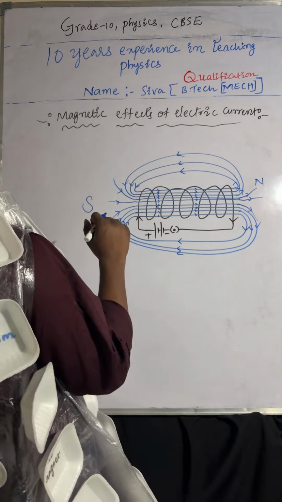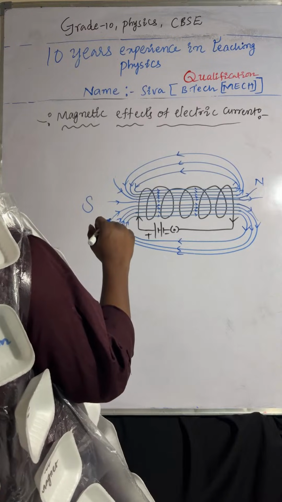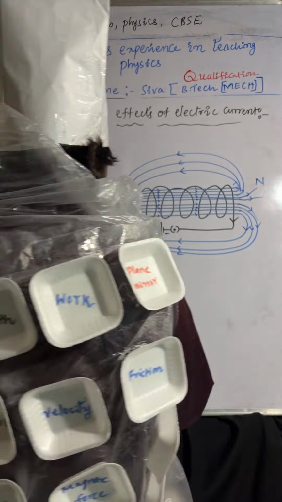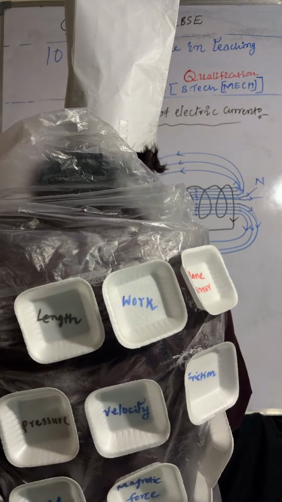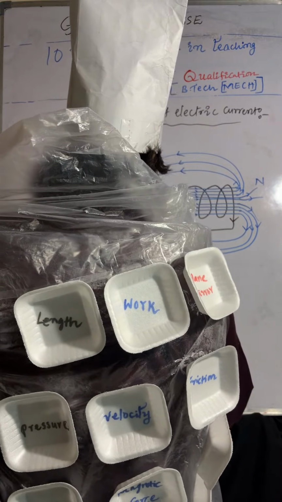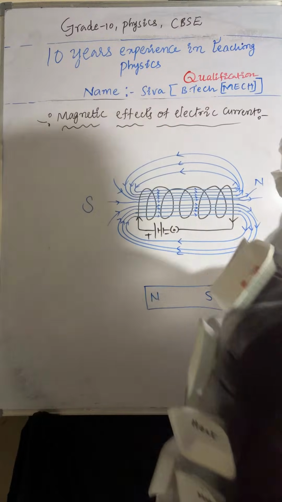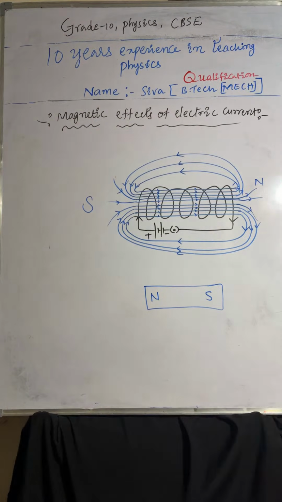Uniform magnetic field will be there. I hope it is very clear. Understood or not? Now, comparison between bar magnet and solenoid. We have to compare the magnetic field produced by the bar magnet and the magnetic field produced by the solenoid. So those are the points I have to compare.